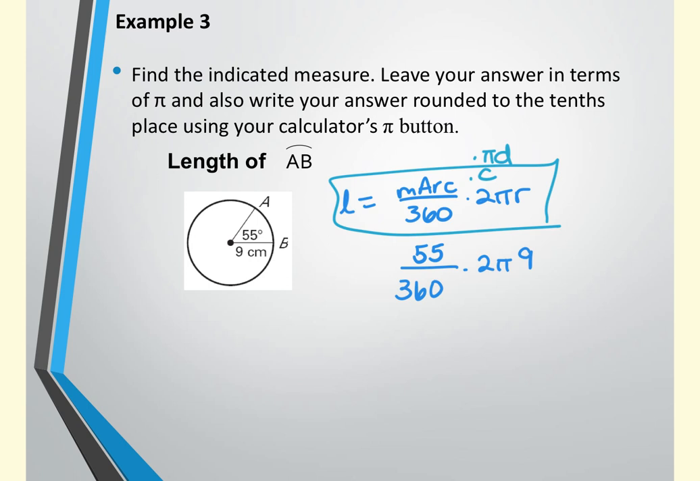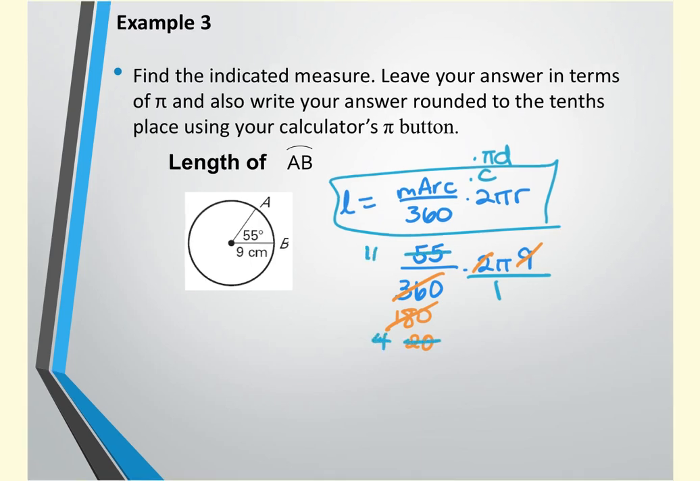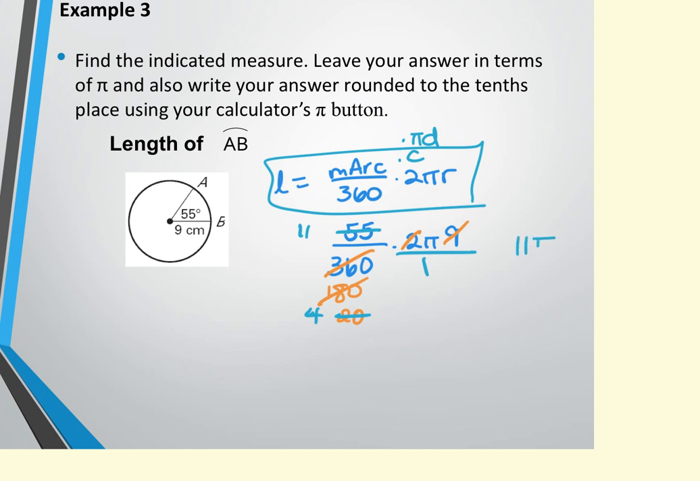Now I want to simplify this any way I can. So I can do 2 into 360 would be 180 times. I can do 9 into 180, and that would be 20 times. I can do 5 into 55 and 5 into 20. And my most simplified form is 11 pi over 4. That's if it said, and it would be centimeters, if it said keep in terms of pi.